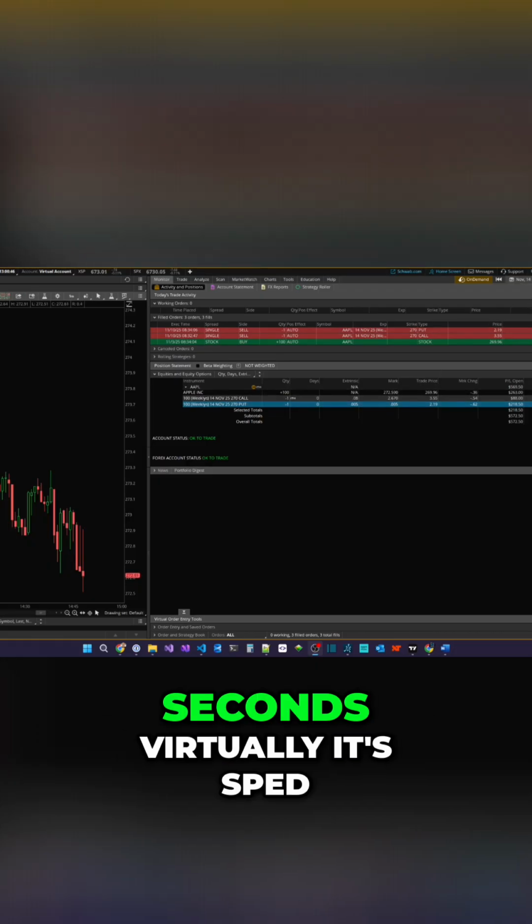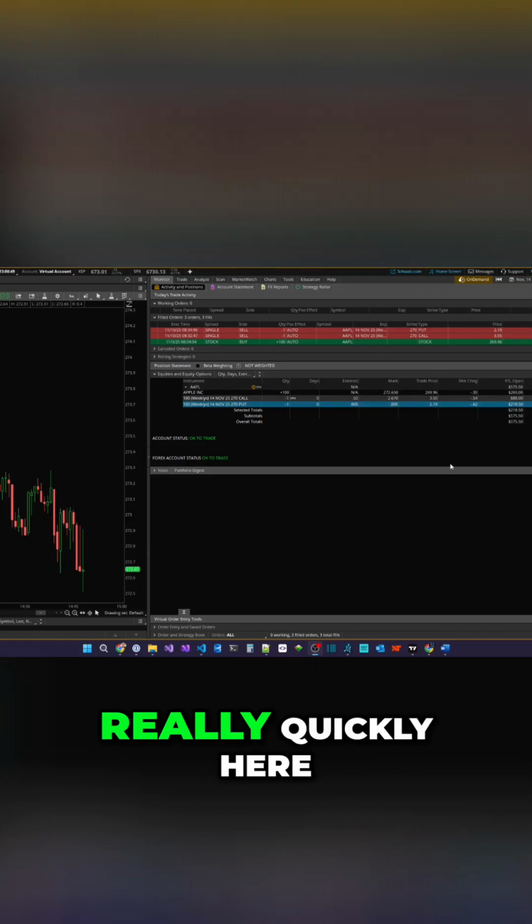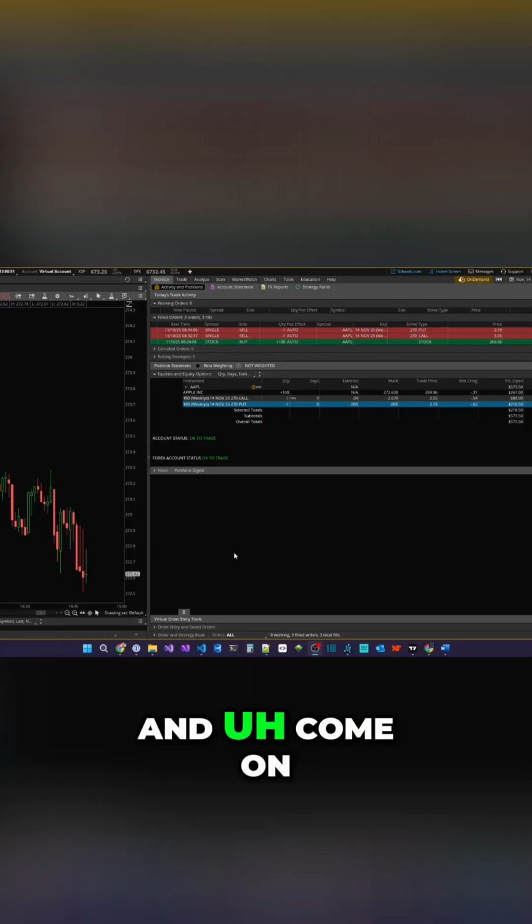So we got like 10 more seconds virtually. It's sped up a little bit, so it should end really quickly here. And come on, there it goes. So we stopped at the 272.